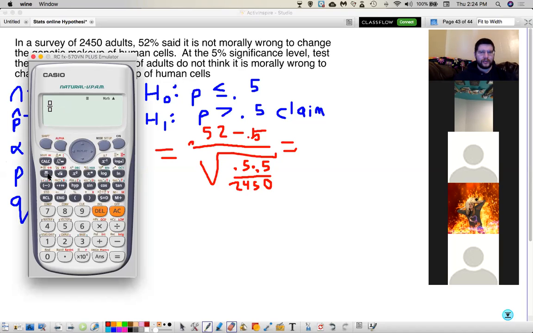We got a fraction going on, 0.52 minus 0.5. Square root the denominator there with a fraction. I'm going to save some time. 0.5 times 0.5 is 0.25. I just didn't feel like typing it. So my test statistic is 1.9799.